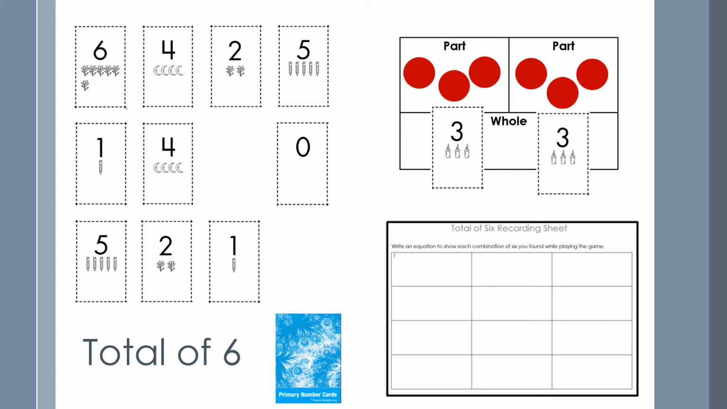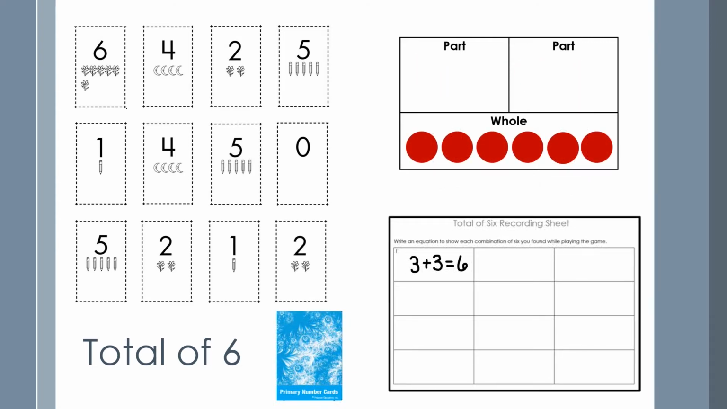I can write my combination on the recording sheet. 3 plus 3 equals 6. By thinking about separating and then combining the counters, I was able to find a total of 6. I will keep the 2 3 cards in my own combination pile and then fill the empty spaces of my game board with 2 new cards from the draw pile.